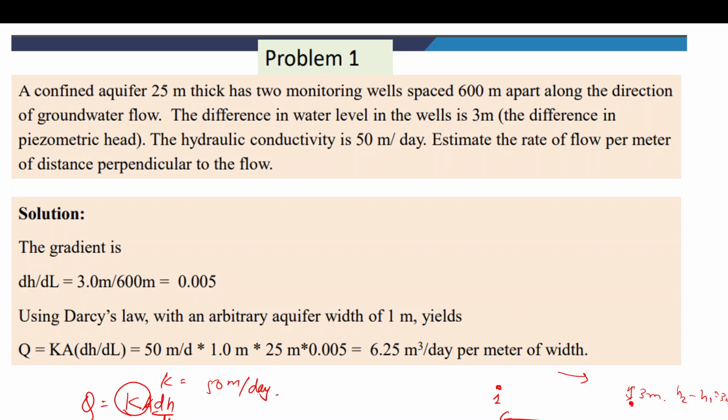Now area you need to calculate. So area is the cross sectional area through which it is flowing. So here you are given 25 meter thick, but the other dimension is not given. So let's say the width is, you can assume obviously it is 1 meter. So if you put up all the values, then the flow rate through that width is nothing but 6.25 meter cube per day.